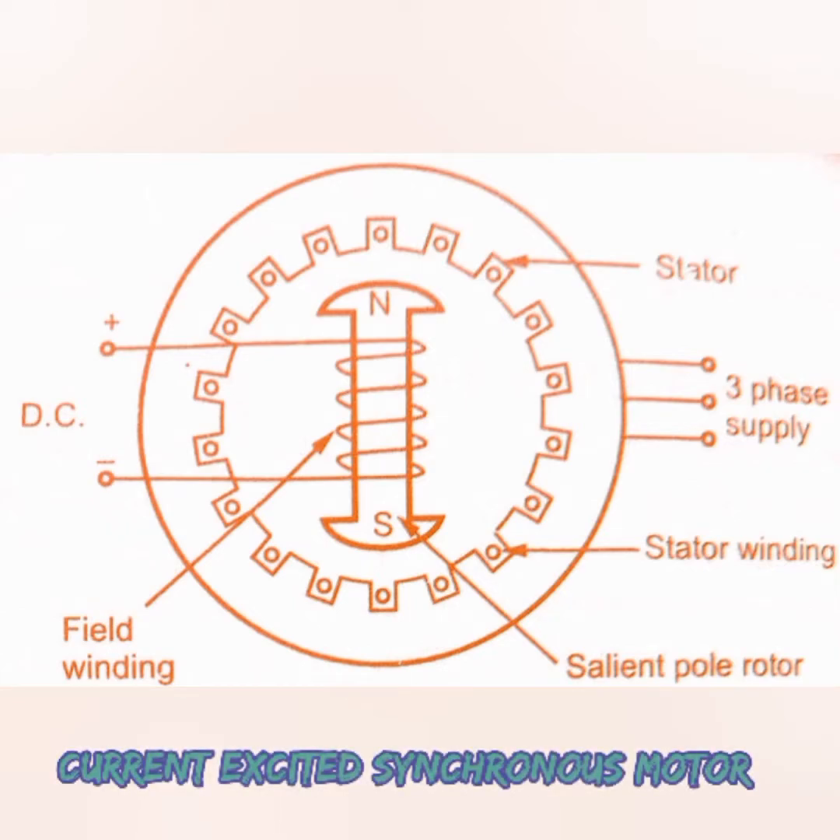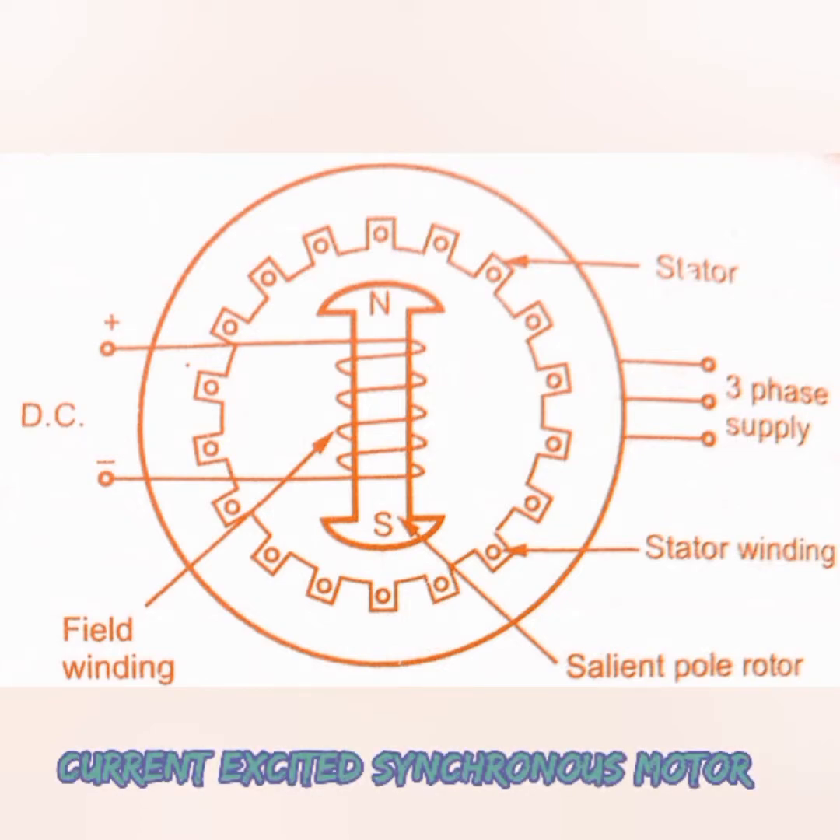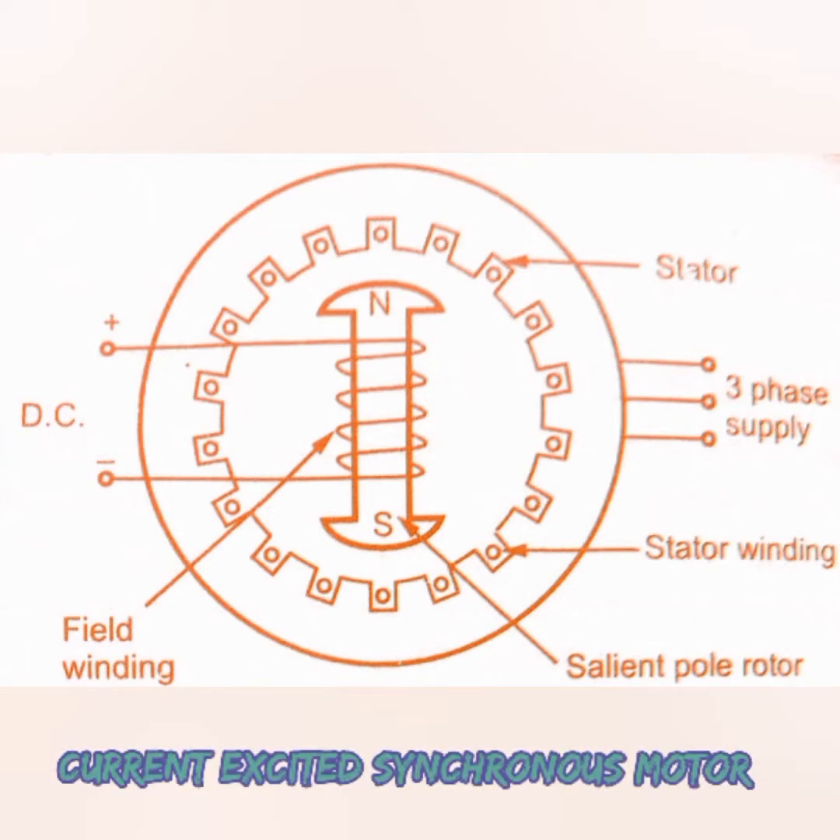Then this is an example of a current excited synchronous motor. Construction wise, it is like a normal synchronous motor. It has a DC supply to which the field winding is connected, with the rotor surrounding it. Then the stator has stator windings, slots and poles. This stator winding is energized by a three-phase supply, which is given as input. Here the DC supply is given because it is not a self-starting motor, so we need an external force for its initial starting. That's why we are using a DC supply for current excitation.